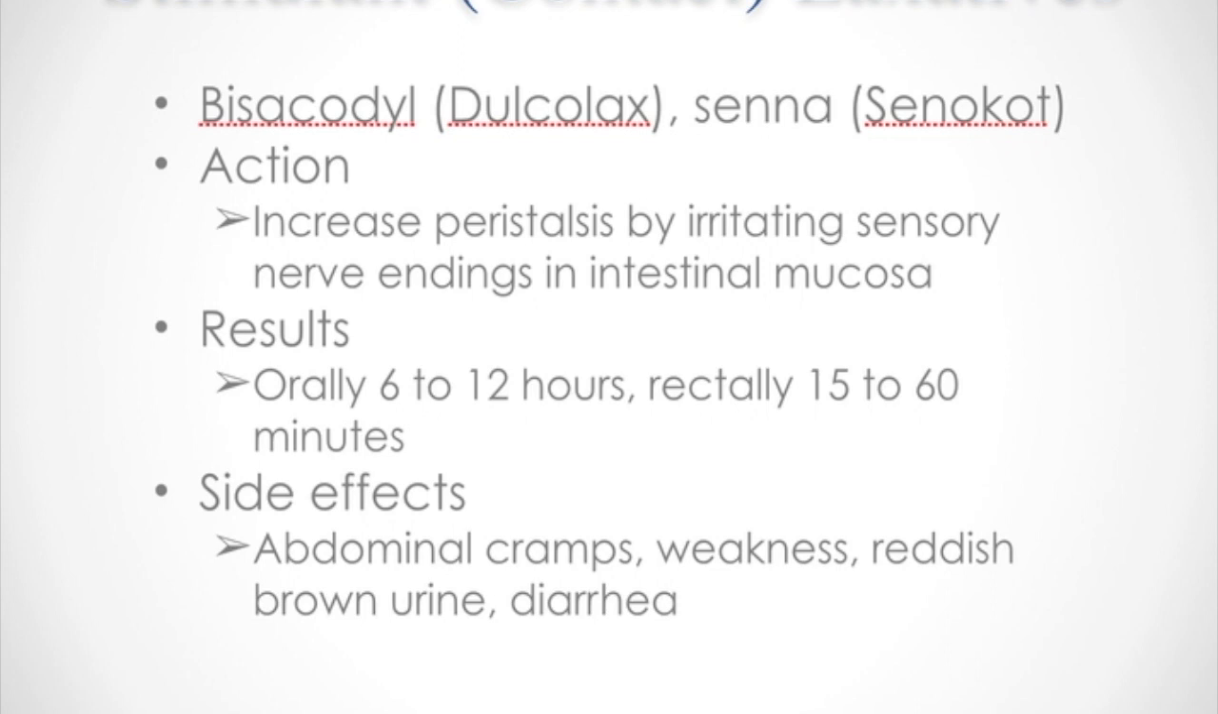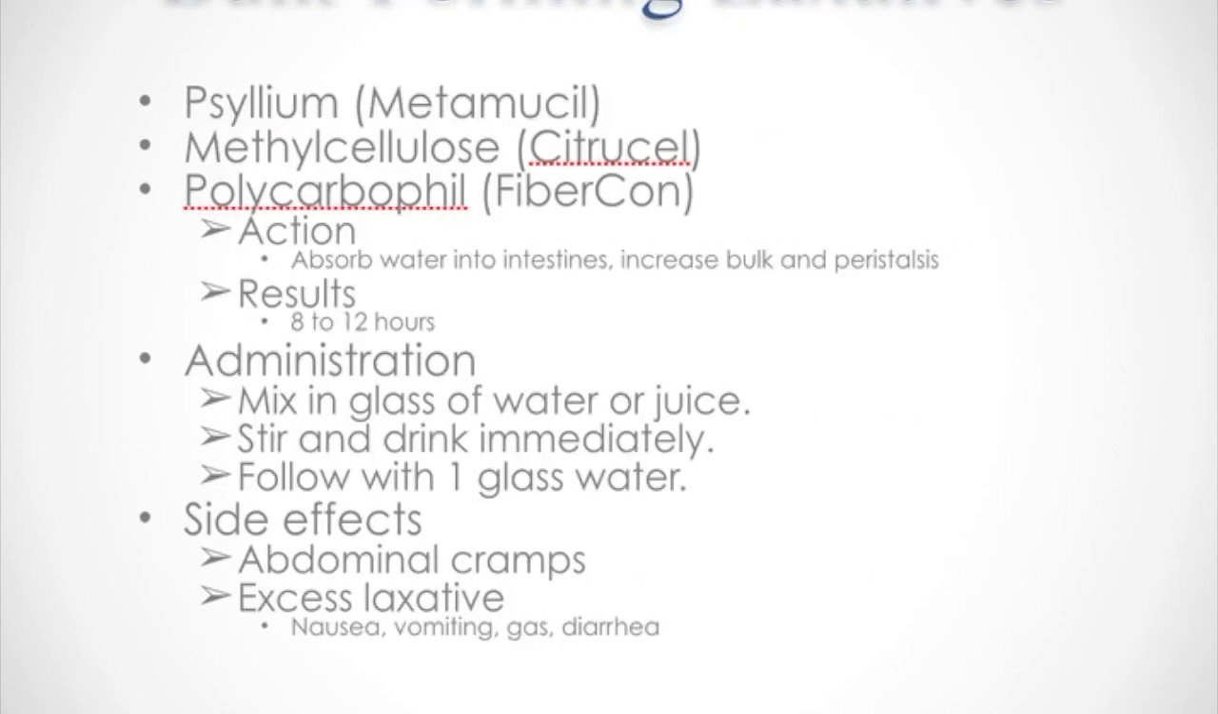The type of laxatives to be familiar with are Dulcolax and Senokot. Both of those increase peristalsis. Both of them are going to be taken orally. You can do a suppository too, but most commonly we give it orally. It usually has results fairly quickly. It's usually well tolerated. Some general side effects are nausea, vomiting, abdominal cramps, weakness, or even a reddish brown tinge to the urine. Or they could also overreact and actually get a little bit of diarrhea from them too.